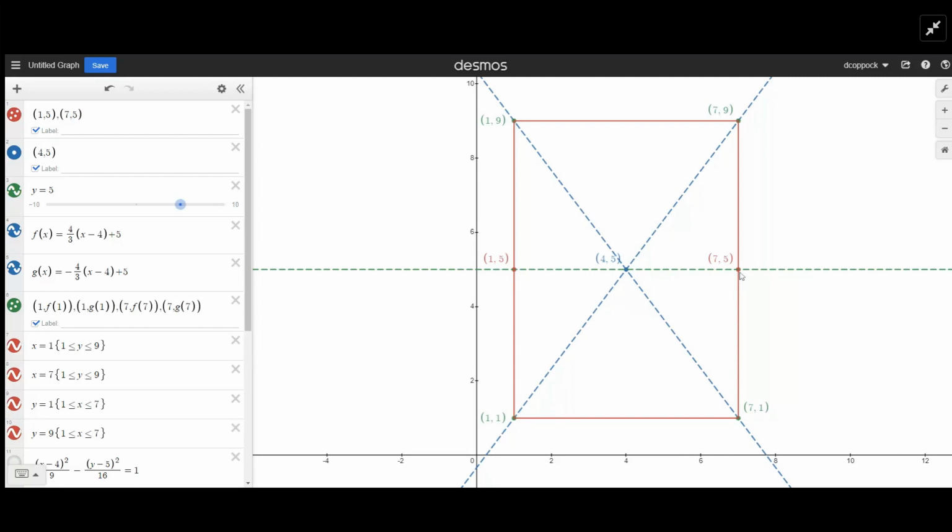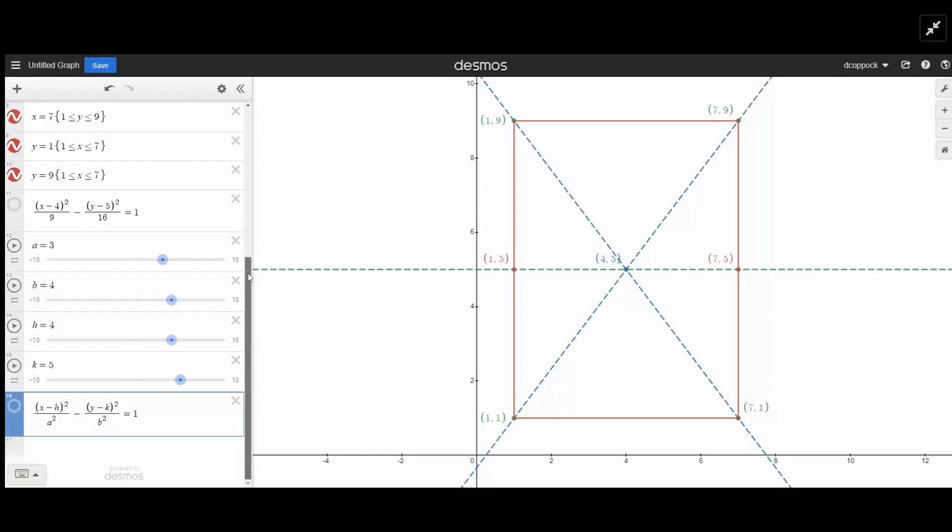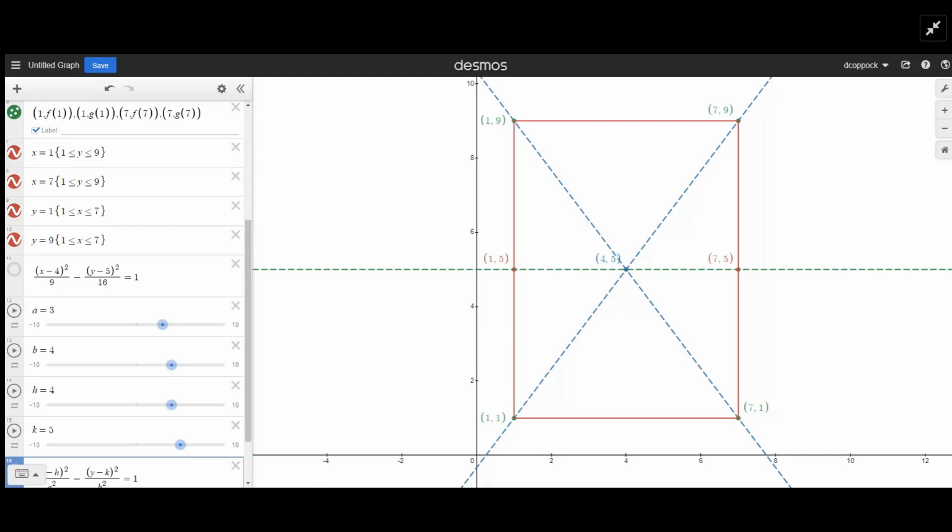So from (4, 5) to (7, 5) is 3. So in our case, A is 3, and we'll want A squared, which is 9, in our formula. B is the distance from the vertex of the rectangle to the conjugate axis, well, it's this distance right here from (1, 5) to (1, 9), or from (1, 5) to (1, 1). So B is 4, because from 5 to 9 is 4.